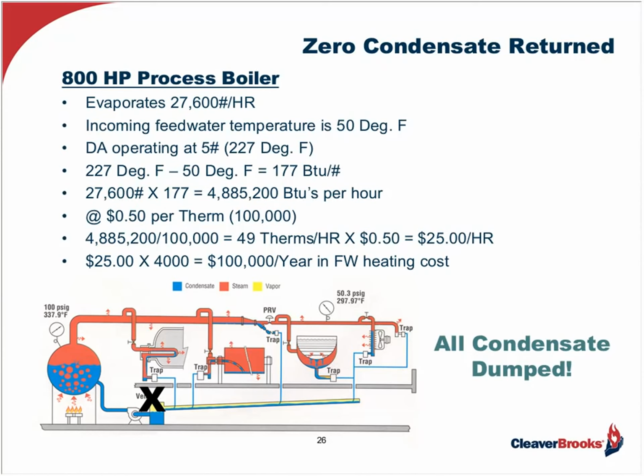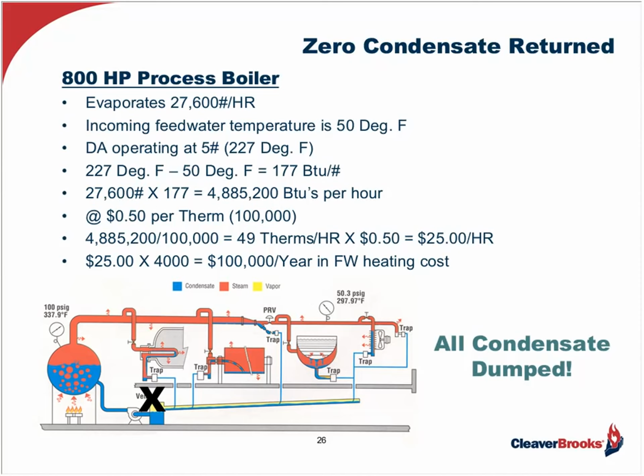And if I'm burning natural gas at 50 cents per therm, and a therm is 100,000 BTUs, that's costing me 49 therms times 50 cents equals 25 bucks an hour. And if I operate 4,000 hours per year, that's $100,000 a year in cost for just heating the feed water to get to the point where I can add the required BTUs of latent energy to convert that pound of water to steam.